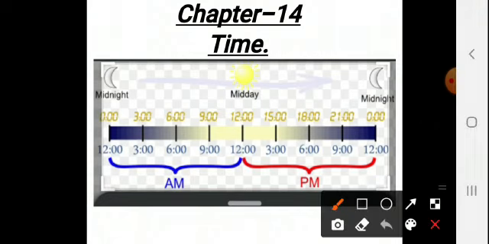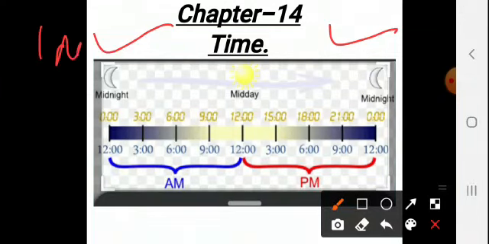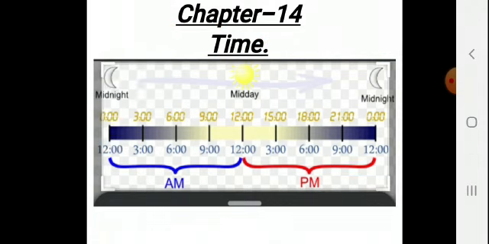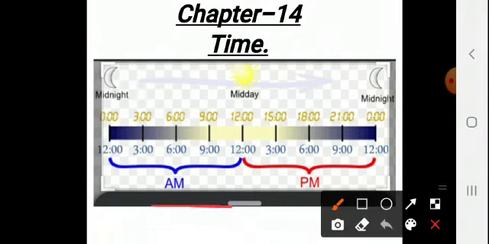Okay, so here is a picture which represents the time. We know very well that one day is equal to how many hours? 24 hours. And we also know that our clock is according to 12 hours. Only 12 numbers are there in our clock. So that means in one day our clock has two parts, first AM and second PM, that we can easily see in this picture.